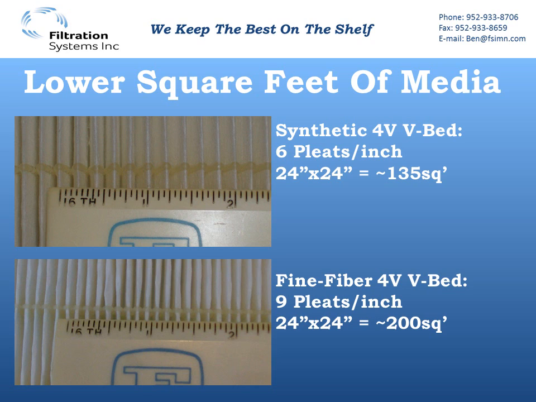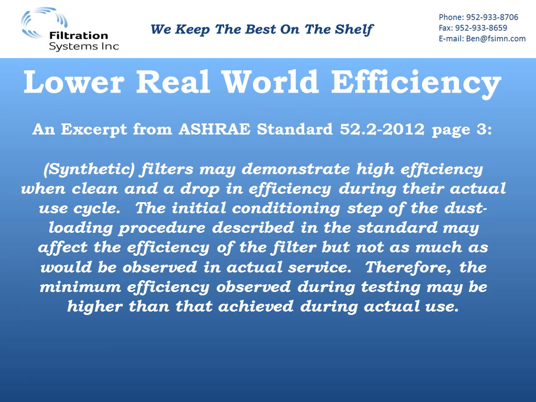The V-bed filters in a 4V V-bed pack are made a little bit differently than the 4-inch mini pleat pack. We have 6 pleats per inch for a synthetic media, giving, again, in the industry average, about 135 square feet of media for a 24x24. The fine fibers, again, we've got 9 pleats per inch. We get up near 200, and some manufacturers are right at or a little over 200 square feet of media in their fine fiber 4V V-beds. Considerably more media. Hold considerably more dust before reaching that final pressure.